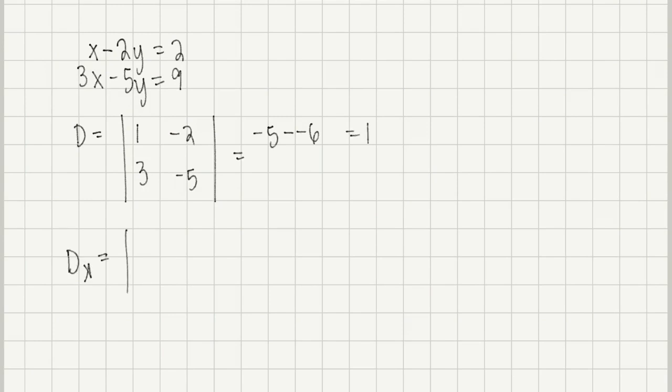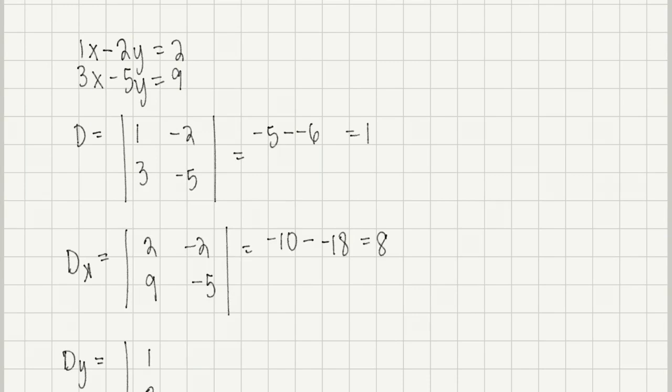The determinant of x, look at how easy this is. The coefficients of x are replaced with the constants. Coefficients of y are column 2. That's negative 10 minus negative 18, which is 8. The determinant of y, the x column stays 1 and 3, but now the y's are replaced by the constants. And we get 9 minus 6, which is 3.